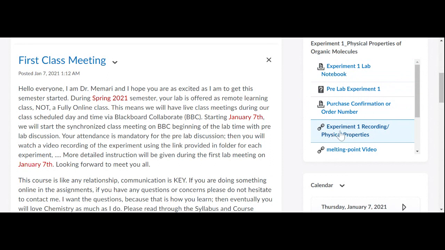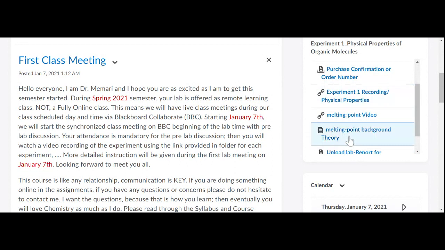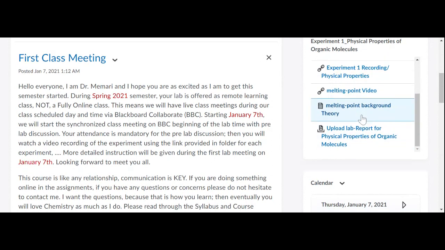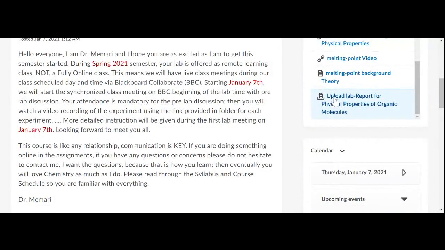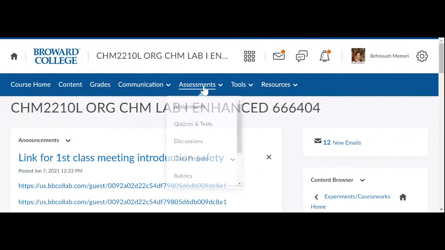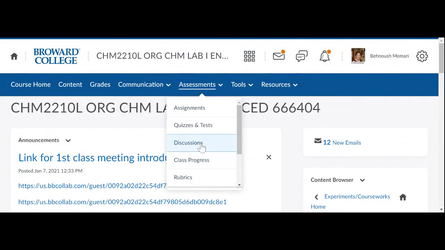And when you have a link that is showing an external tool, the title should say this is the experiment 1 recording, and the title for the experiment is the physical properties, and then you have your video. Background theory is just the background theory, it's not part of the experiment. And then another assignment, upload lab report for physical properties. So everything is organized in one folder for you, so you don't have to go through all these different tabs.